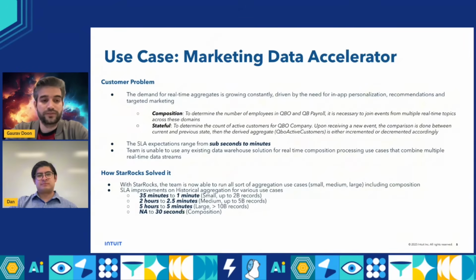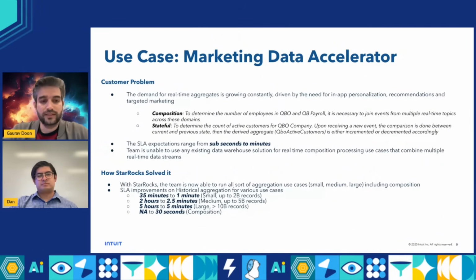We have two types of use cases when it comes to deriving marketing attributes. The first one we call a composition use case, where, for example, if you have to determine the total number of employees in QuickBooks Online and QB Payroll, two of our products, it is necessary for us to join events from multiple real-time topics across these two domains. This is just an example that I'm giving for the composition. So basically, you have real-time data coming in from multiple real-time topics across these domains, and you need to be able to join this and get the derived attribute out on time.